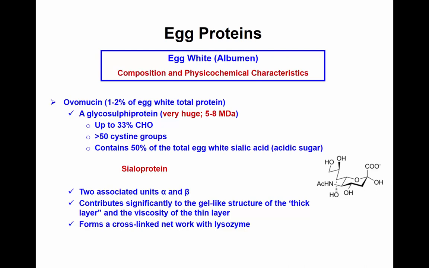So ovomucin is the largest protein. And it has the largest number of disulfide linkages, and actually it has more carbohydrate than the one before it. I lied when I said the other one had the highest. It's still early, isn't it? It has a high percentage of sialic acid, which is an acidic sugar. It has two subunits, alpha and beta, and it contributes to the thick structure of the middle layer of the egg white, again because it has the highest molecular weight. And it does cross-link with lysozyme as well.